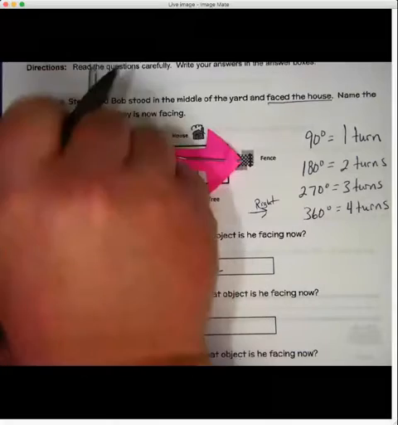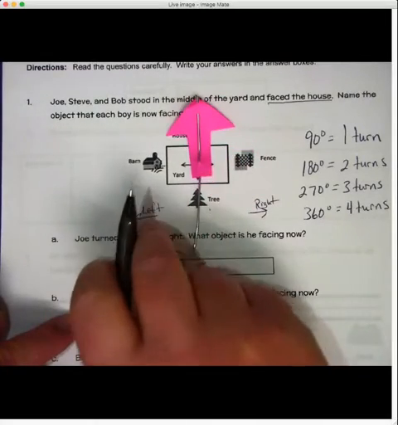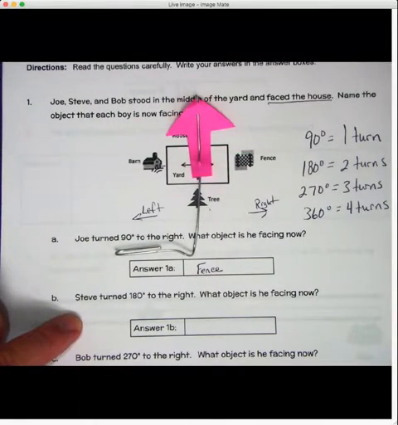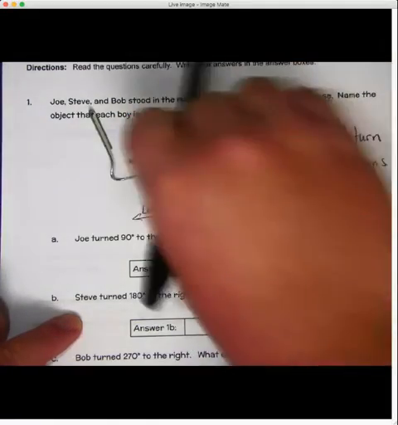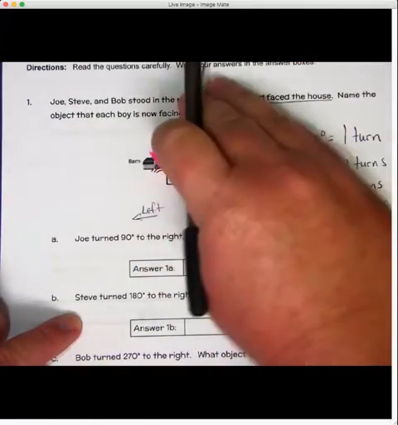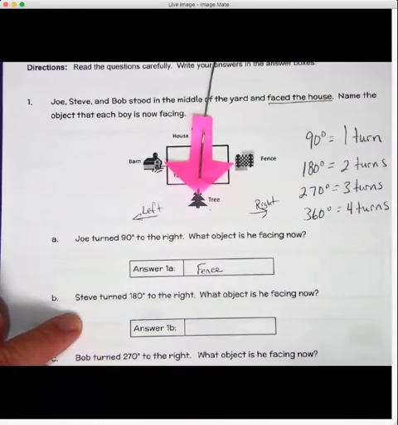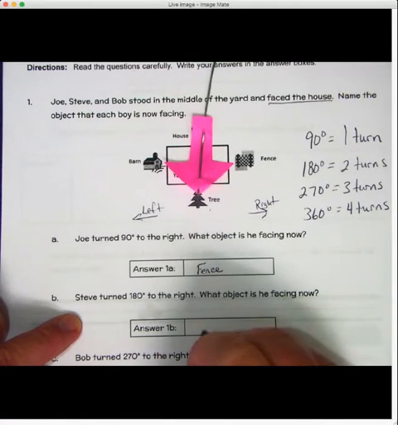Steve turned, remember they're all looking at the house at first, so we got to turn it back to the house. Steve turned 180 degrees to the right. What object is he facing now? 180 is 2 turns, so 1, 2. So what object is he facing now? Steve is facing the tree now.